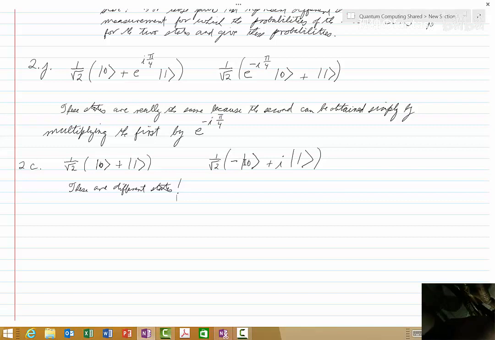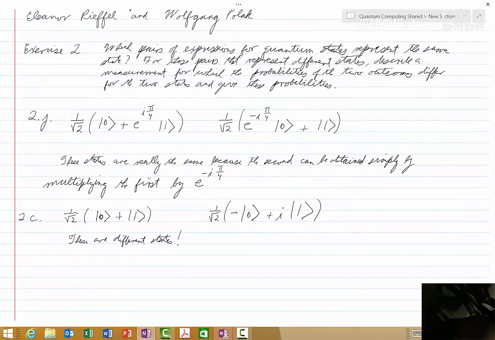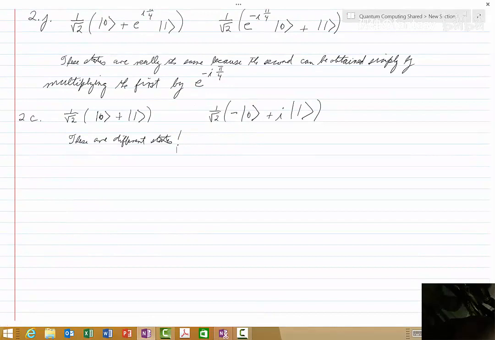So now we get to the second part of this problem, and it says, for those pairs that represent different states, and that's the case we have here, describe a measurement for which the probabilities of the two outcomes differ for the two states, and give these probabilities. So what do we want to do in this case?